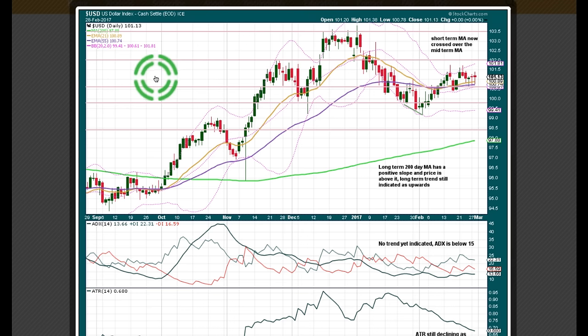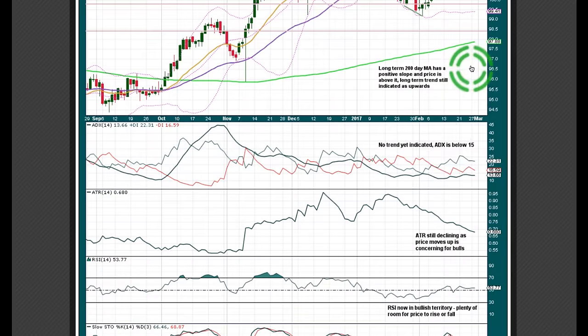These horizontal lines are showing where we've had past resistance and support, so these may offer resistance again along the way up. But that might be a little bit premature because at this stage ADX is still below 15, and so that's not telling us yet that we've got an upward trend. This is a lagging indicator. It's based on a 14-day moving average.